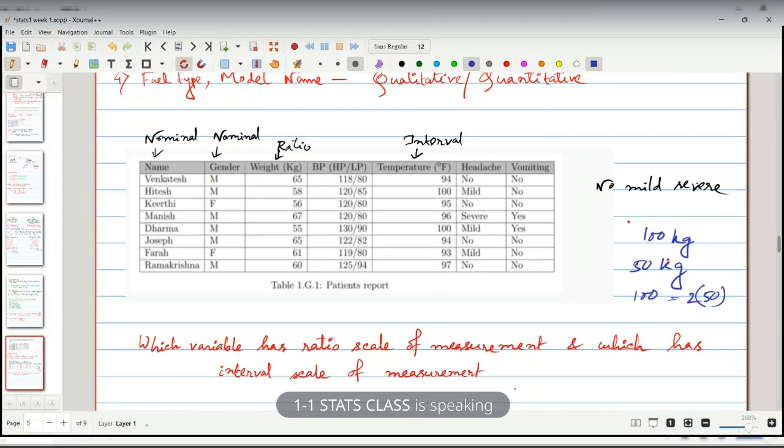Why? There is no absolute zero. The minimum temperature in the Fahrenheit scale is something like minus 32, I think. If temperature is in Kelvin, then it would be absolute zero. Temperature in Kelvin only has a minimum temperature of 0 Kelvin. In degrees Celsius and degrees Fahrenheit, the minimum temperature is not 0.